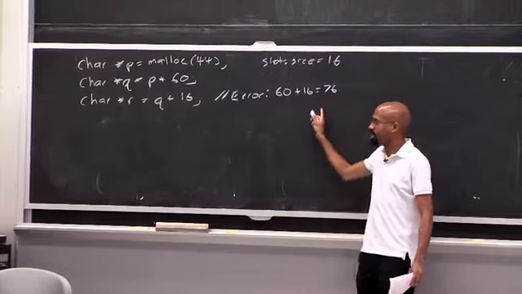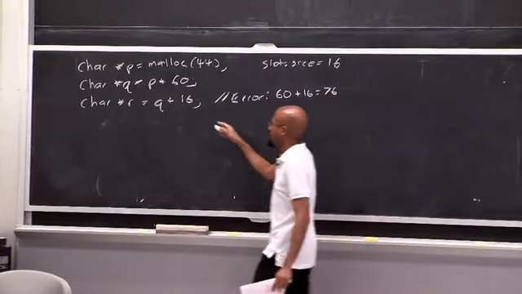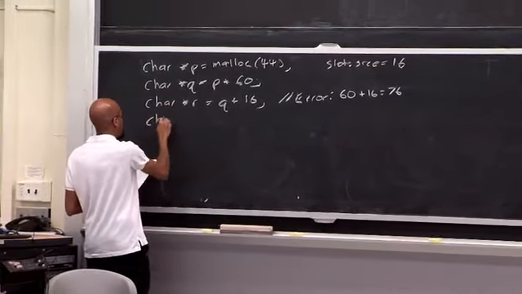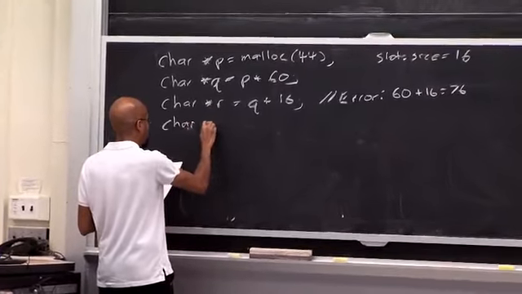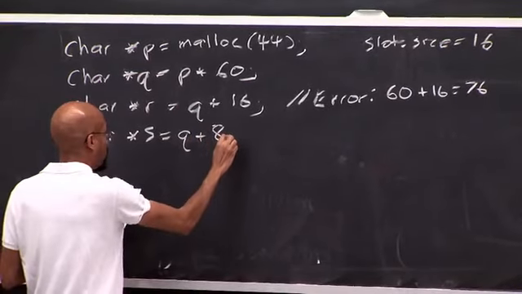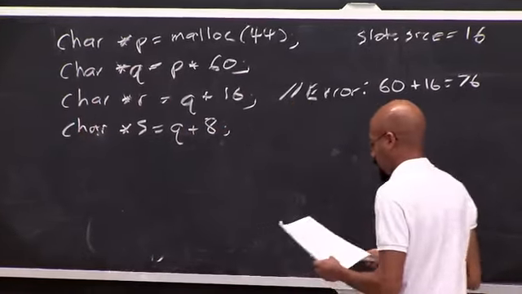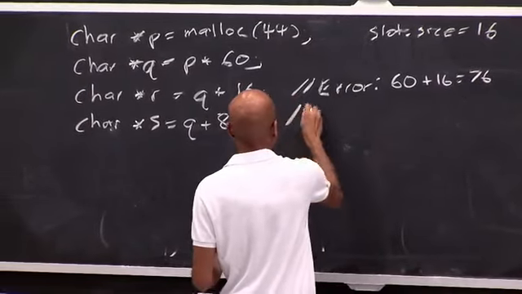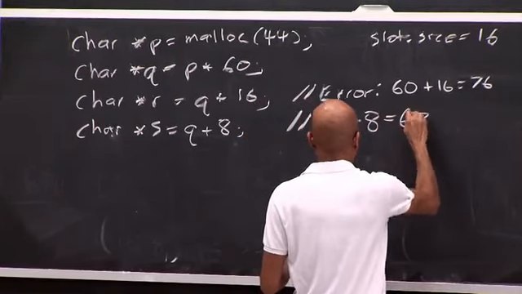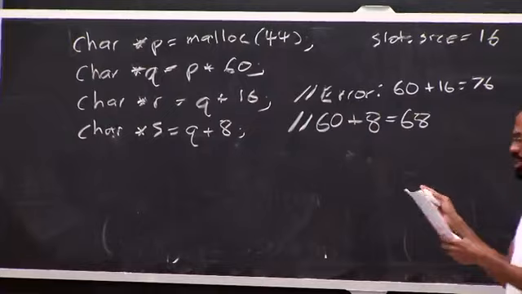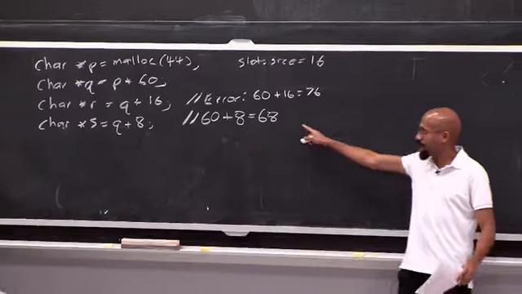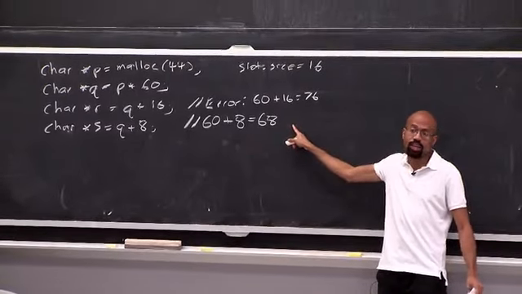Now, let's imagine that we didn't have this line of code in the program. So we had these two, but we don't have this one. What if, instead of doing this line, we did something that looks like this? We declare another pointer, let's call it S, and we set it equal to Q plus 8. In this case, the pointer is going to be at 60 plus 8, which equals 68 bytes away from P. So this is only 4 bytes beyond that baggy bound. This will not actually cause an error, even though it is strictly speaking out of bounds.